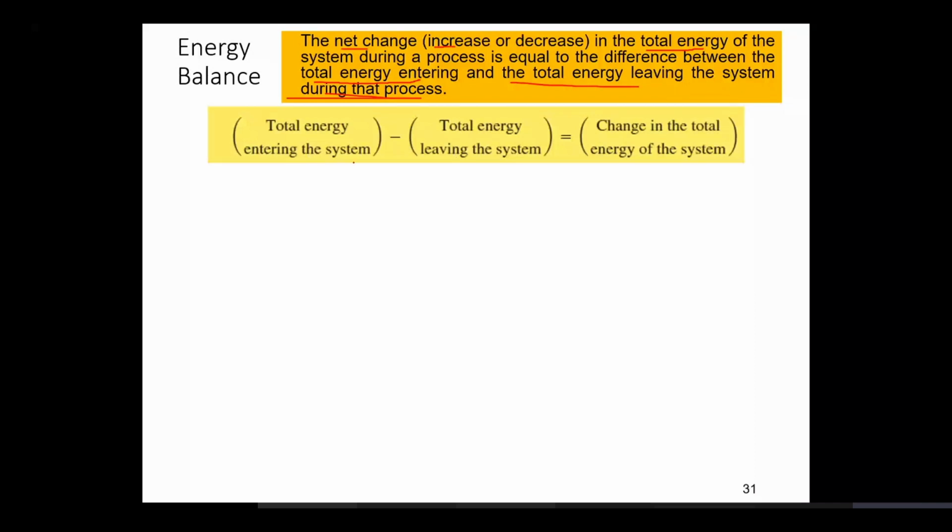So the total energy entering into the system minus total energy leaving the system would result in the change in the total energy of the system. These are the factors that would govern how the energy of the system changes. Clear?